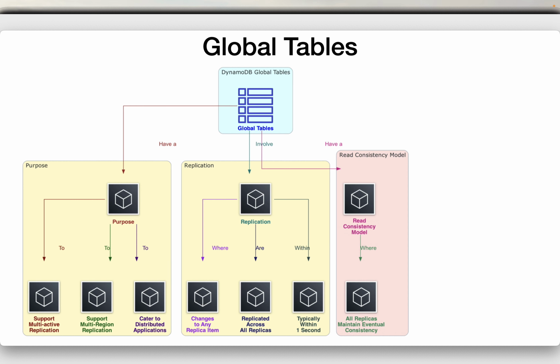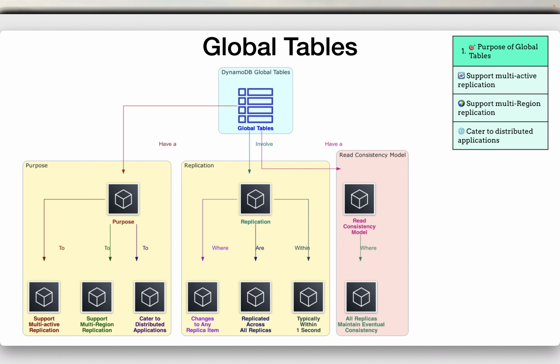Okay, next feature is global tables. So DynamoDB global tables support multi-active and multi-region replication, catering to distributed applications. So this is active between multiple regions. So let's say you can have one in US, one in Europe, and both will be serving traffic at the same time.